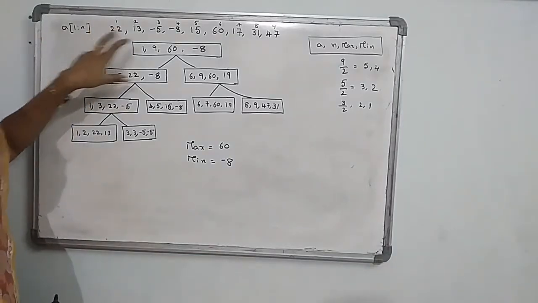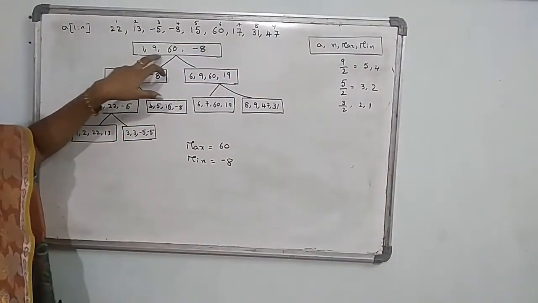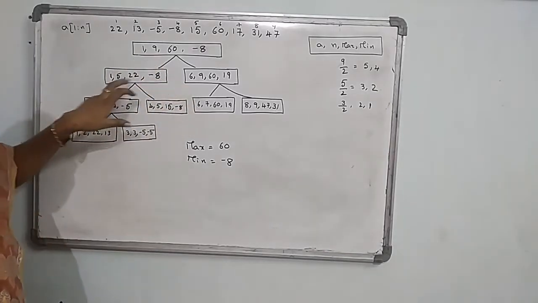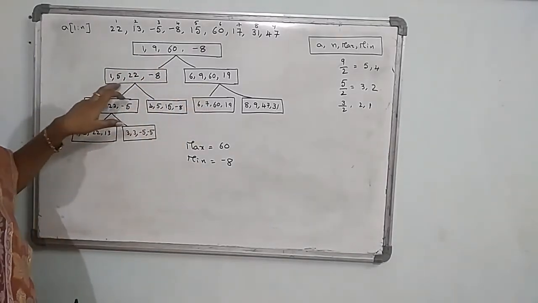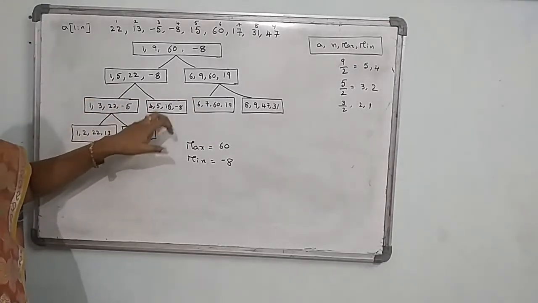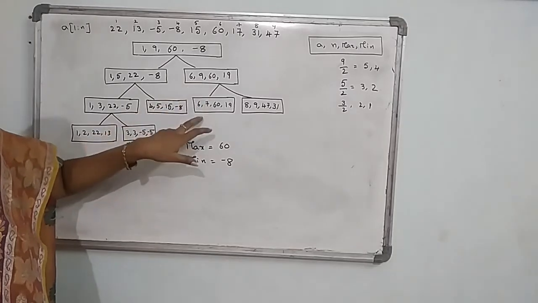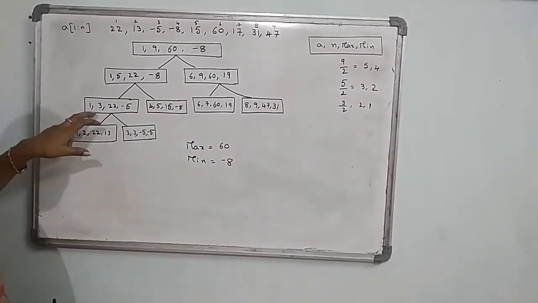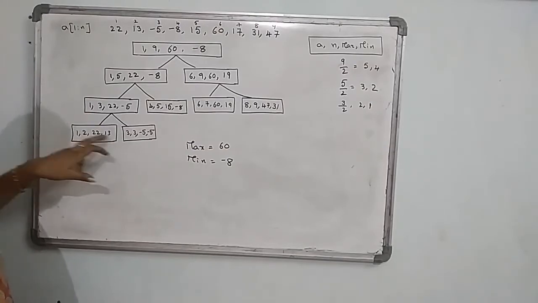So in that, you are having the total 9 elements. So 1 to 9 elements. These are divided into the 2 subparts. 1 to 5 and 6 to 9. Again, the 1 to 5 is divided into the 2 subparts. 1 to 3 and 4 to 5. And 6 to 9 is divided into 6 to 7 and 8 to 9. Again, you can divide these into another 2 parts. 1 to 2 and 3 to 3.